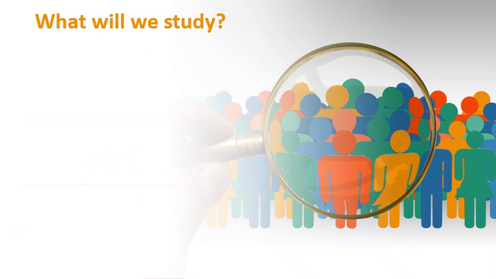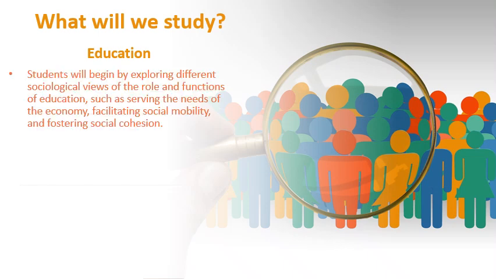Now, sociology is the study of society after all, and one of the biggest elements of our society is that a huge amount of our young people spend time in education. So we look at that as a whole topic. We look at different sociological views on the role of education. What is the function of it? What is the purpose of school? Does it serve the needs of the economy? Does it facilitate social mobility, meaning allowing people to get different jobs and move higher up in the hierarchy?